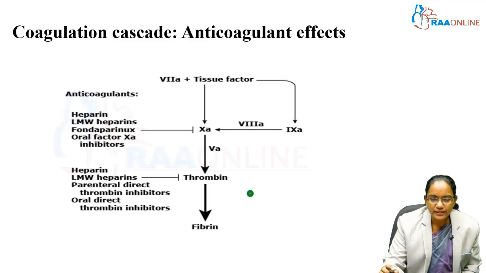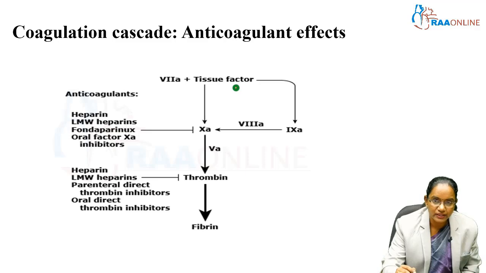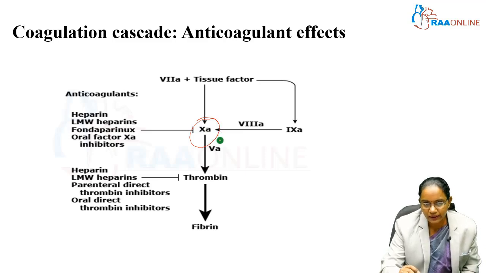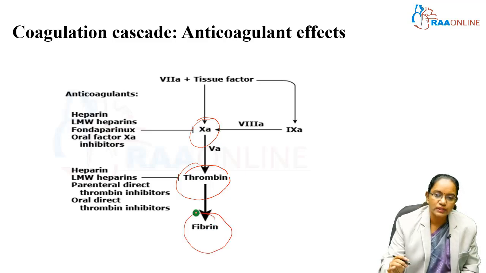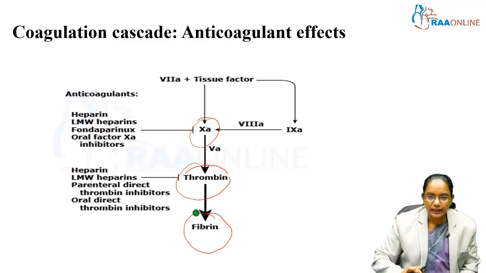So, these are the various anticoagulants acting at different levels. First is the factor 7A and tissue factor, and then comes the factor 10A. The anticoagulants acting on factor 10A are heparin, low molecular weight heparin, fondaparinux and oral factor 10A inhibitors, and then comes factor 2, which is thrombin. Here also there are direct thrombin inhibitors, heparin and low molecular weight heparin. So, they prevent the formation of the fibrin clot, which is important in anticoagulation.